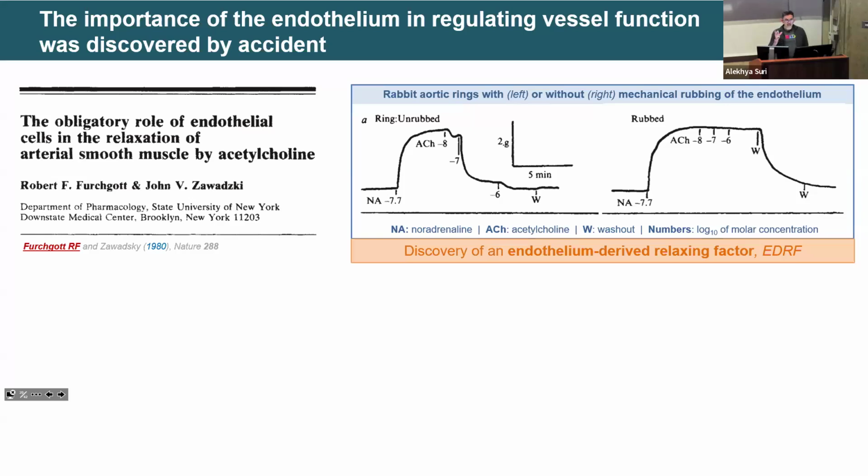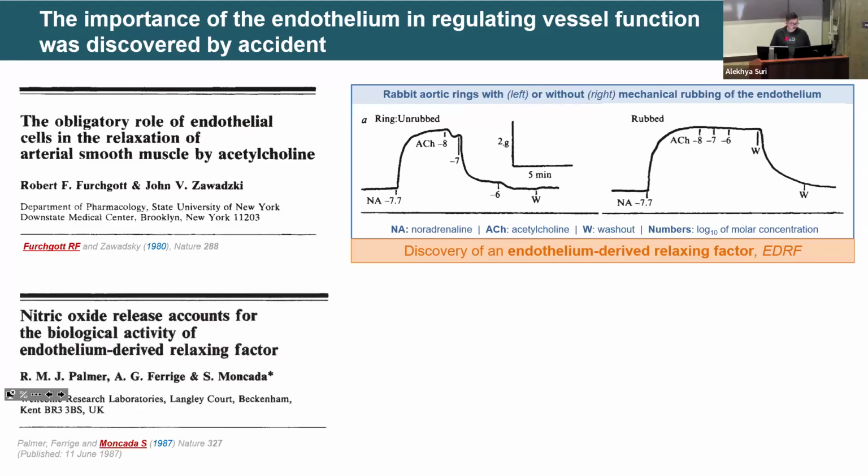They called this endothelium factor, EDRF, endothelium-derived relaxing factor. And at this point, they had no way of knowing what the chemical nature of this factor was. A lot of work followed this discovery. And in June of 1987, Palmer, Ferrige, and Moncada published this paper in which they identified the endothelium-derived relaxing factor as nitric oxide, right?